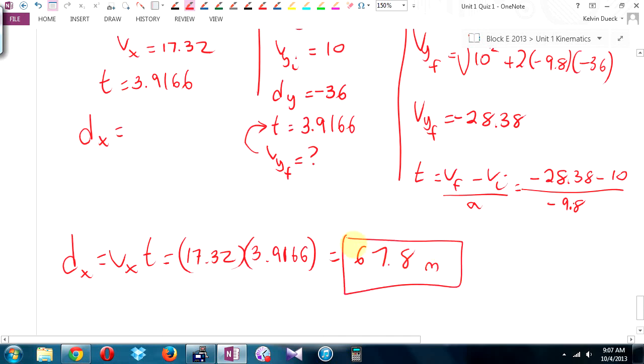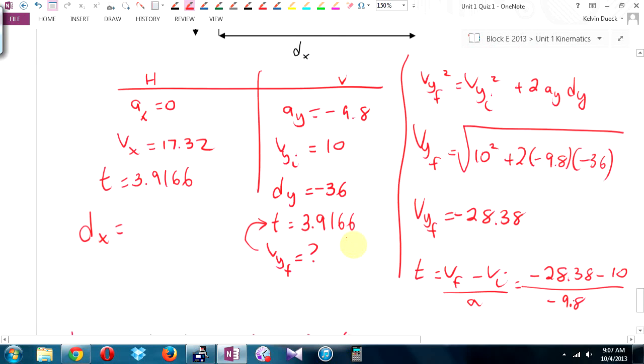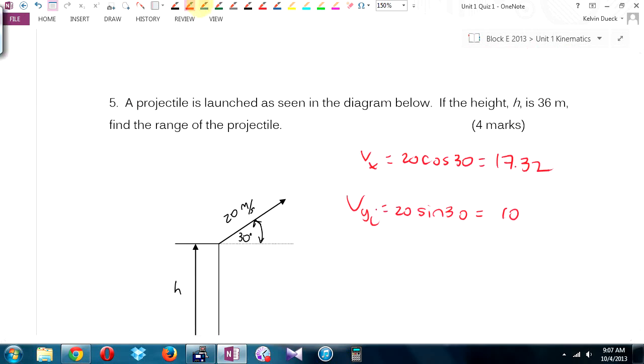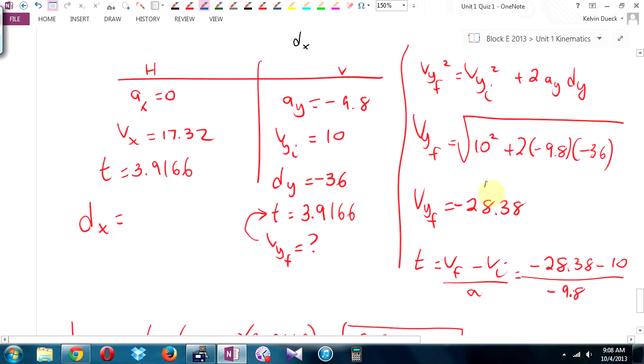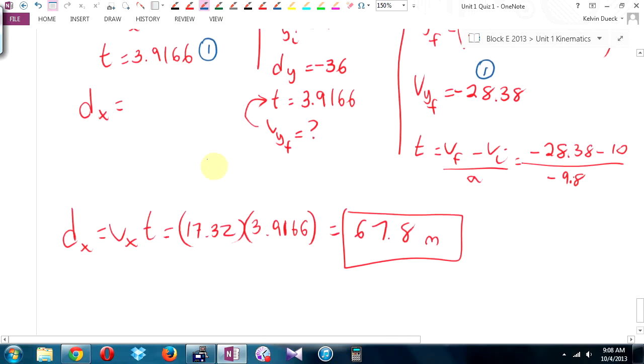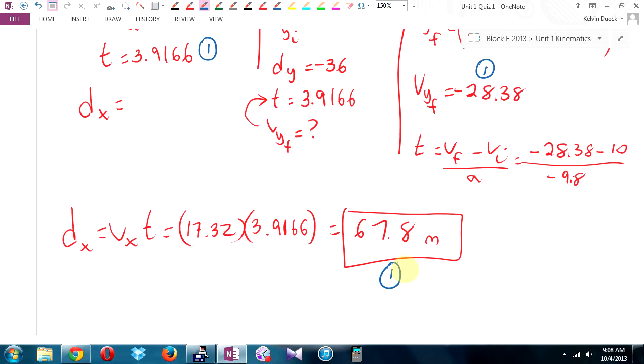Now, if you got that, 4 out of 4. If you did not, I'd probably mark this as follows. I would probably give you a half mark for finding Vx and a half mark for finding Vy. That's 1 mark out of 4. I would probably give you 1 mark for finding Vy final, 1 mark for finding time, and then 1 mark for the answer. Now, if you did the quadratic formula approach, if you didn't get 4 out of 4 by getting the right answer, bring it up here and lawyer with me, and I'll show you how I would give out part marks. Any questions?